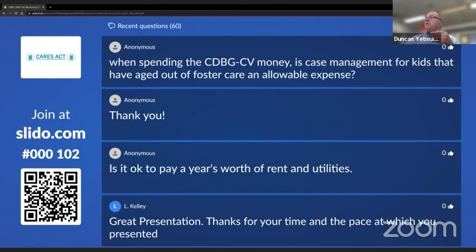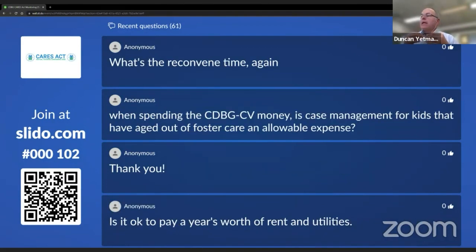When spending CDBG-CV money, is case management for kids that have aged out of foster care an allowable expense? Again, this is a CDBG allowable expense within the right context, within the appropriate eligible activity. But what you need to establish is PPR tieback. That's the key thing. So if you can document that, you'll be good.